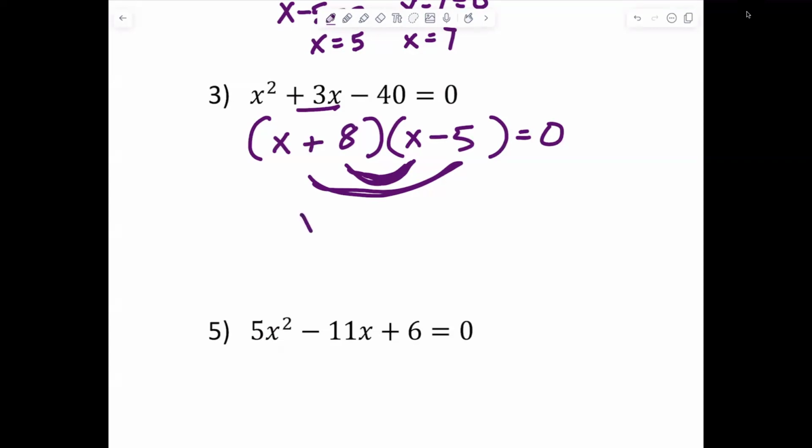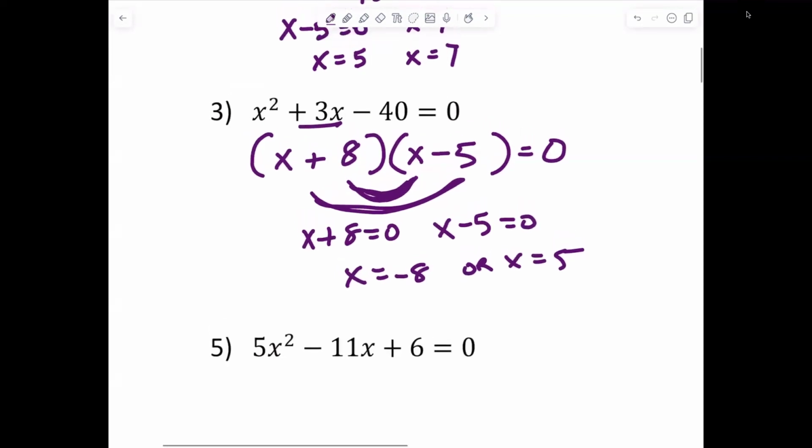And now again, you just set the factors equal to 0. x plus 8 equals 0. x minus 5 equals 0. So x is equal to what? Negative 8 or x equals 5. Those are your two solutions. So basically, just to review and make sure you're understanding, if I were to take negative 8 and plug it in for x here and x here, what would I equal? 0. If I plug 5 in for x, what am I going to equal? 0. That's it.